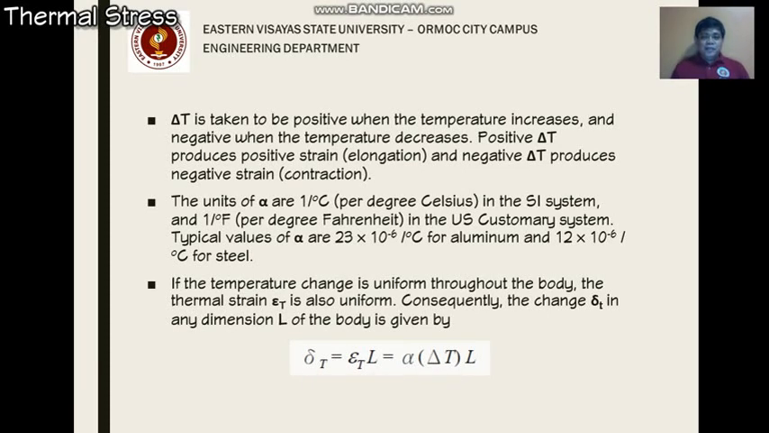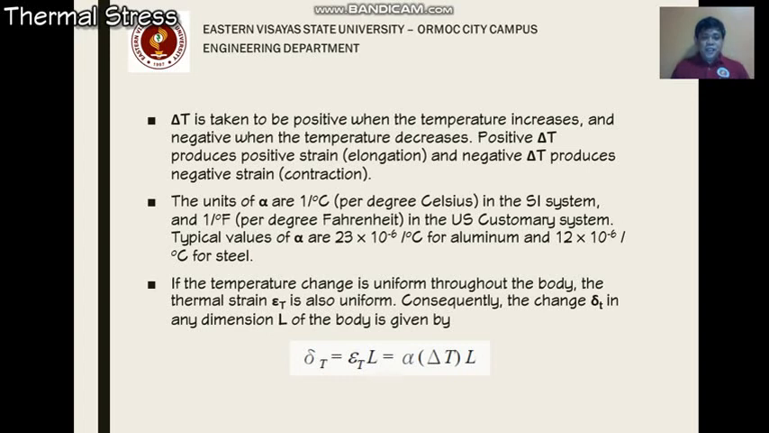The units of alpha are per degree Celsius in the SI system and per degree Fahrenheit in the United States customary system. Typical values of alpha are 23 times 10 to the negative 6 per degree for aluminum and 12 times 10 to the negative 6 per degree for steel. So these are the commonly used materials, especially steel.